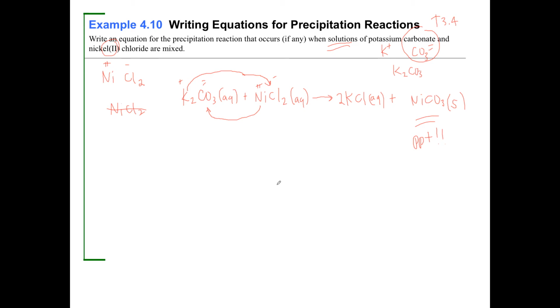Okay, now let me look back up here and see if I've answered this question. Write an equation for the precipitation reaction that occurs, if any, when a solution of potassium carbonate and nickel(II) chloride are mixed. So we already figured out that potassium's going to have to dance with chloride, and nickel's going to have to dance with carbonate. Turns out these guys don't dance, they're still in solution. But nickel(II) carbonate is the solid.